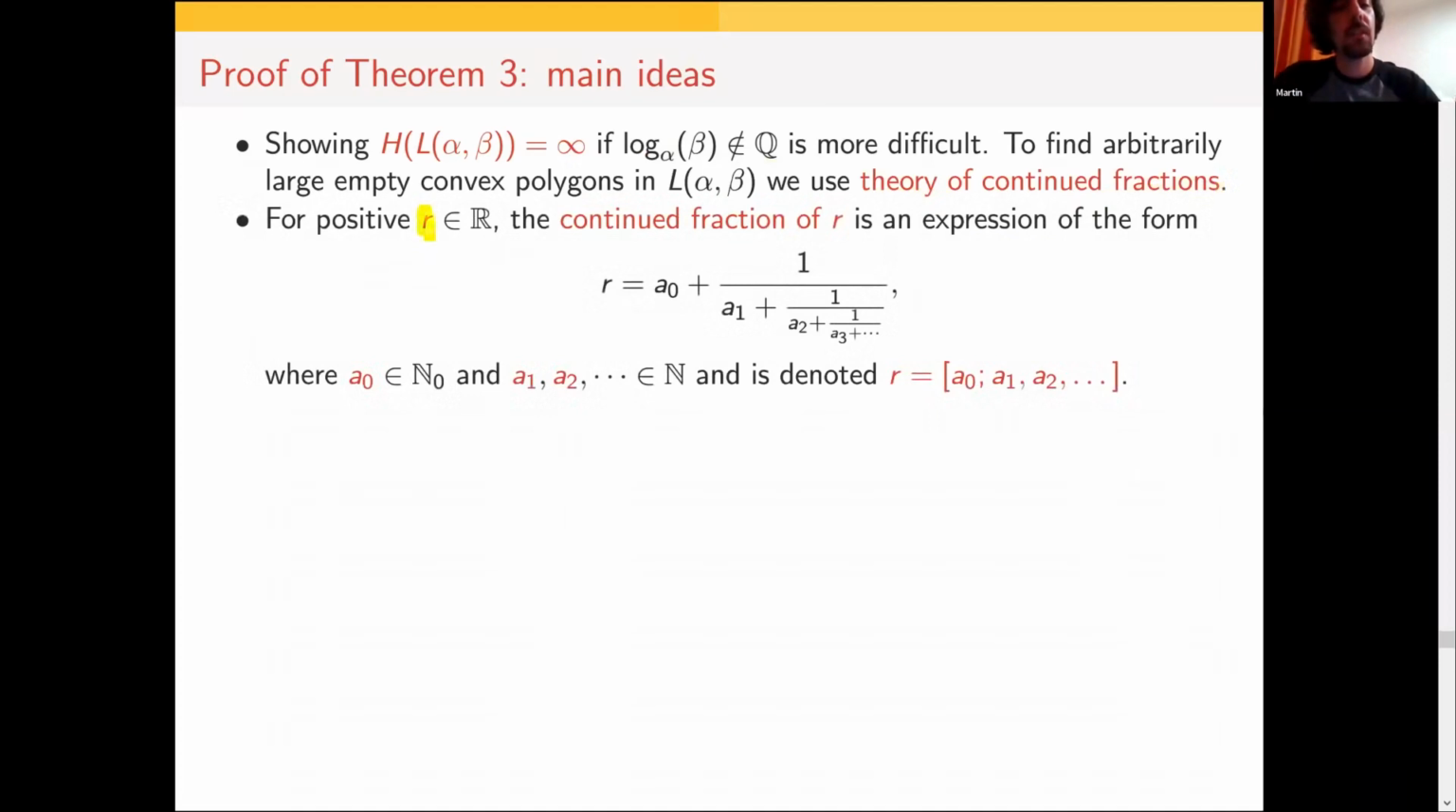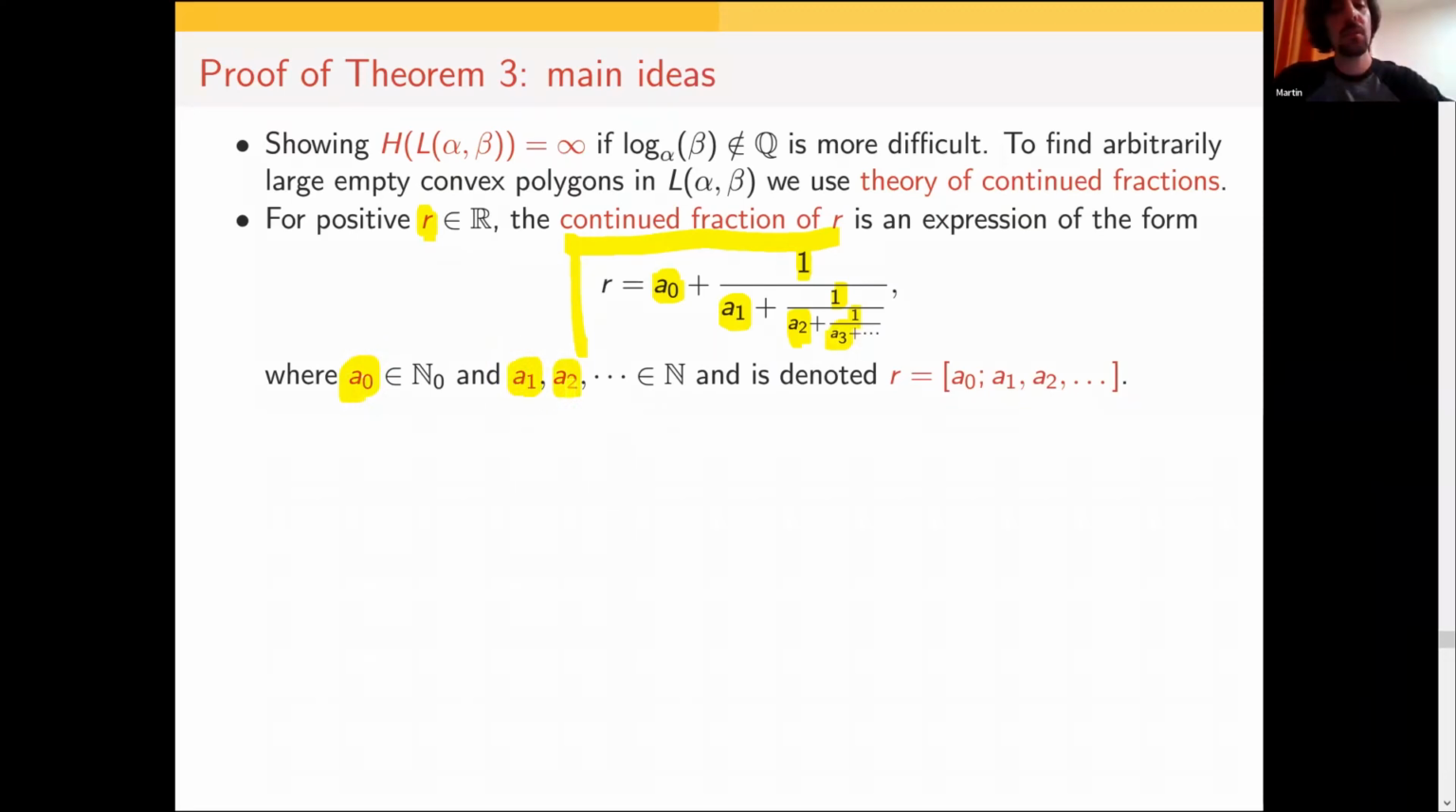So let me just state what a continued fraction is. If I have a real number r, then the continued fraction of r is an expression of the following form. You can see that it is a little bit recursive. It's some a0 plus 1 over a1, and then we are doing the same thing over and over again. So a1 plus 1 over a2 plus 1 over a3 and so on, where a0 is some non-negative integer and a1, a2, and so on are positive integers.